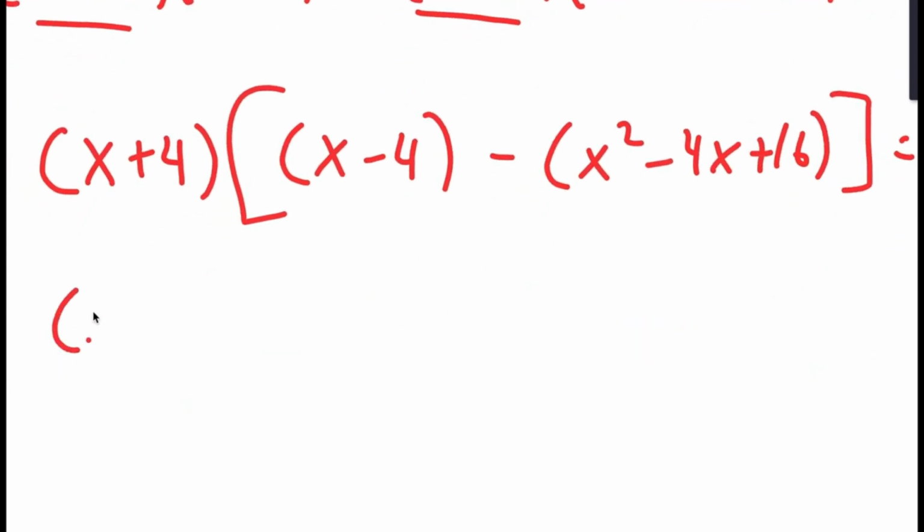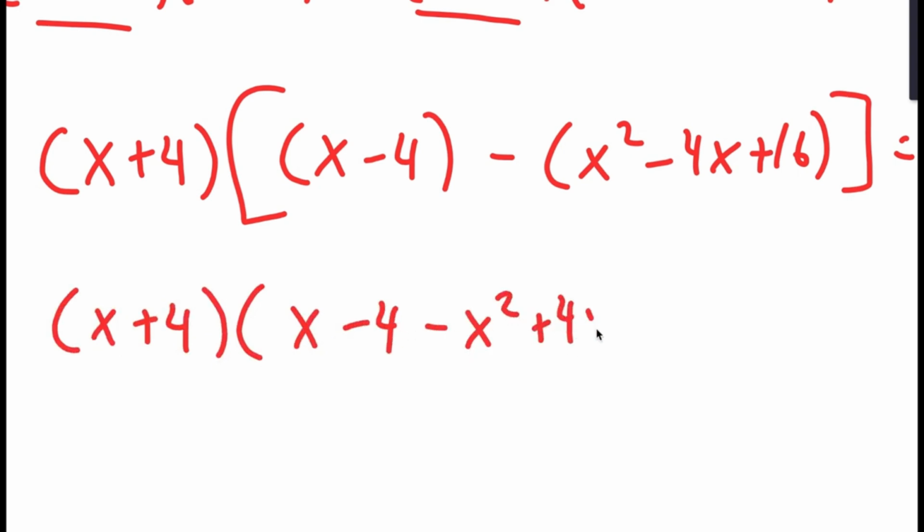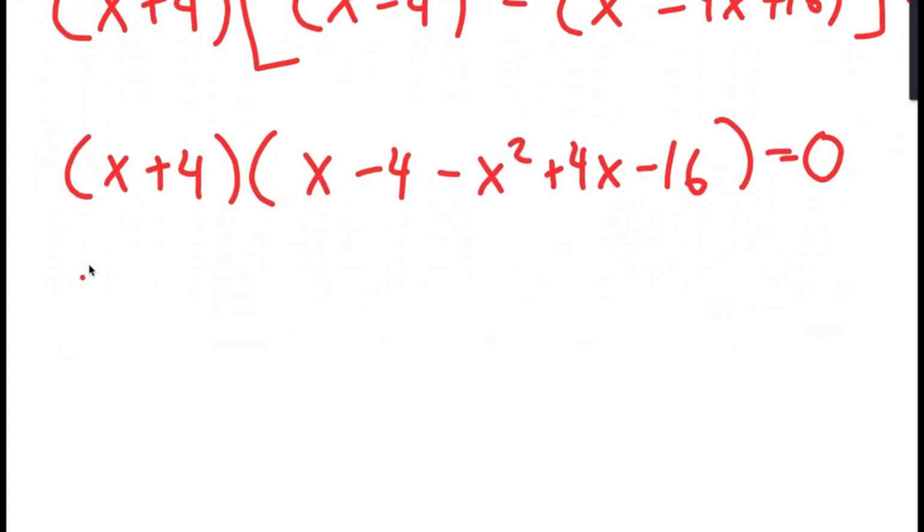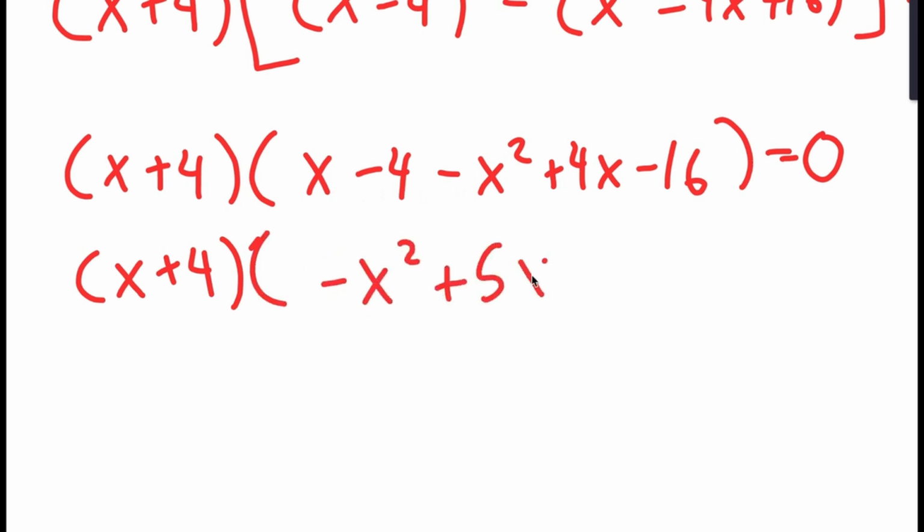Now from here, this is equal to x plus 4 times x minus 4 minus x squared plus 4x minus 16. I just distribute the negative sign, and this is equal to 0. And let's simplify this even more. I get x plus 4 times negative x squared plus 5x minus 20 is equal to 0.